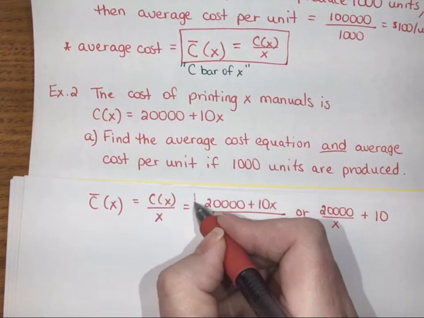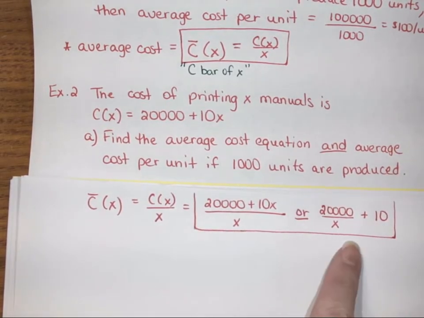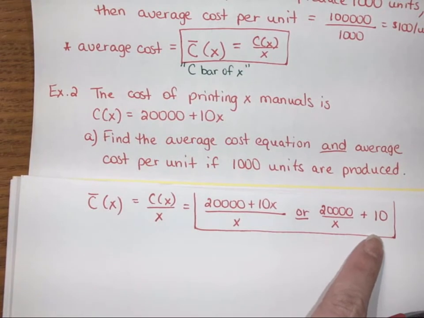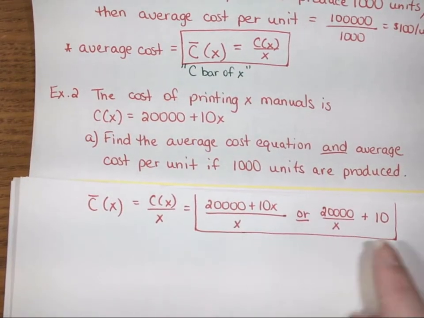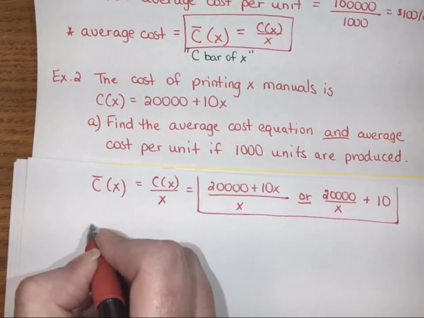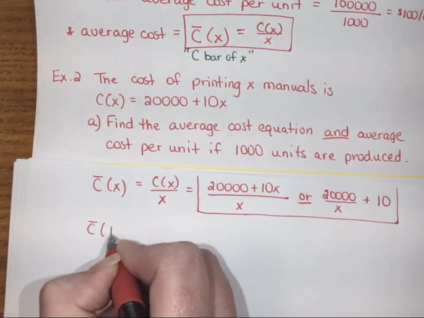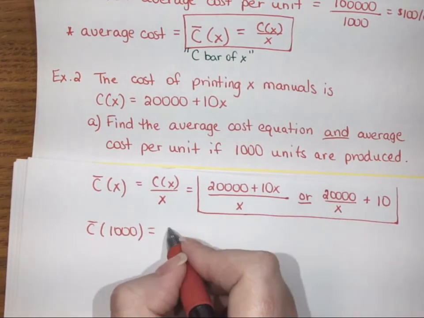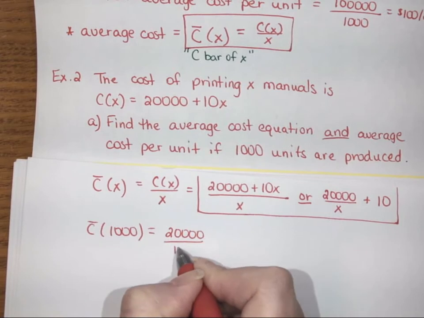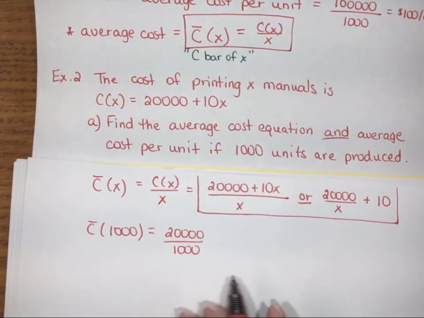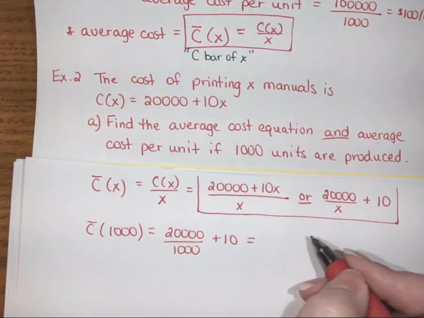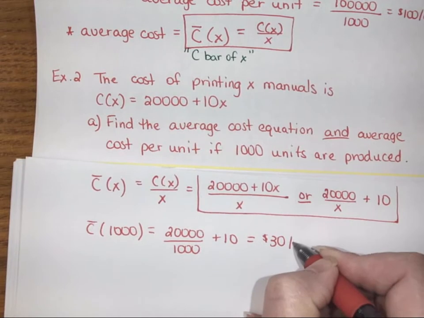I'm going to circle both of these because this gives us an interesting look, right? It's basically the fixed cost divided by however many units you have, plus the extra $10 per item. You get the same result there. That's why I circled them both. For average cost, I would take either form, and so will my MyMathLab. So now let's find the average cost for 1,000 units. I'm going to use this equation because I think it's easier. If I divide that 20,000 fixed cost by 1,000 units and then add $10 to it, I'm going to get 20 plus 10, or $30 per manual.